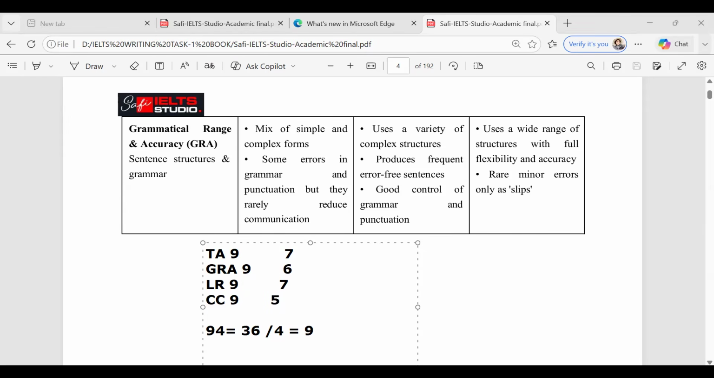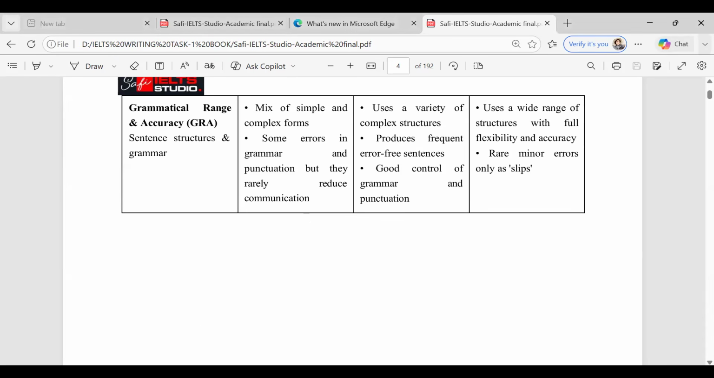So if you add all of them, 6 plus 7 becomes 13. 13 plus 7, I think 21, and then 6, 26. So 26 divided by 4 is equal to 6.5. So your overall band is 6.5 now. So if you improve each part, you will improve your overall score as well. To improve your overall score, you have to improve each section. And we will try to work on all these four areas, inshallah.